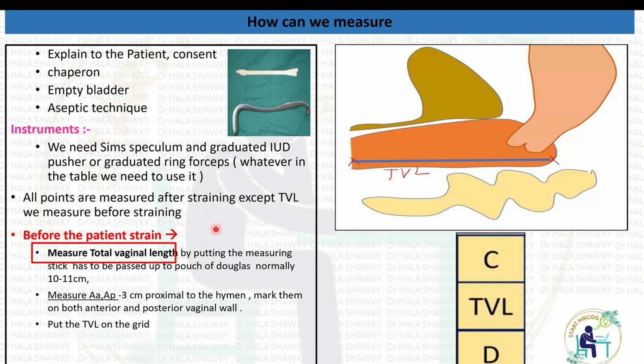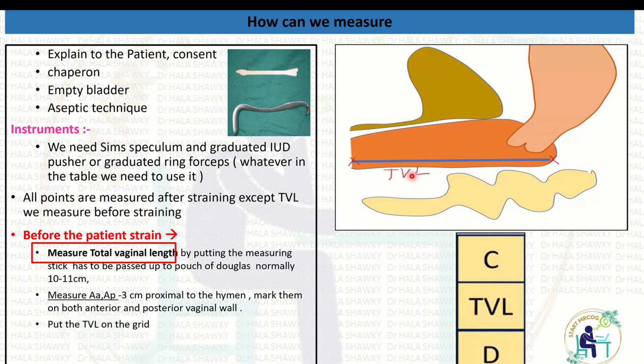Before the patient strains, we will reduce the prolapse inside and measure the total vaginal length. We will introduce the graduated ring until it reaches the pouch of Douglas, and then we will measure from here until the fourchette, and usually total vaginal length equals 10 to 11 cm. At the same time, we will mark the point A anterior and the B posterior, which is minus 3 cm above the hymen, by the pen.